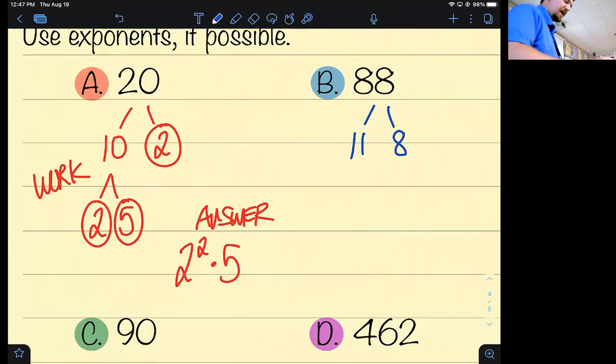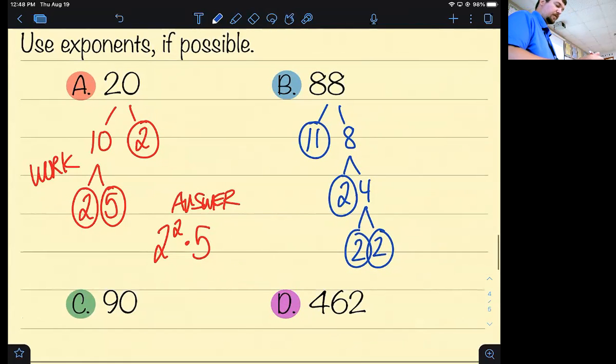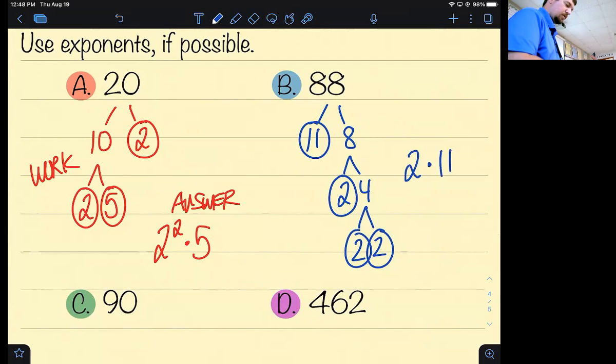If you do 11 and 8, by the way, 11 is prime. And then 8 breaks down into 2 and 4. And 4 breaks down into 2 and 2. And our work's done. We just have to write our answer. I just always try to break it in half. So it'd be 2 to the power of 3 times 11.